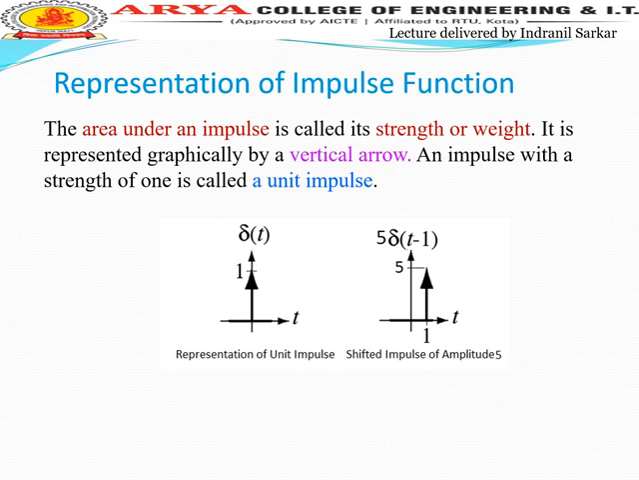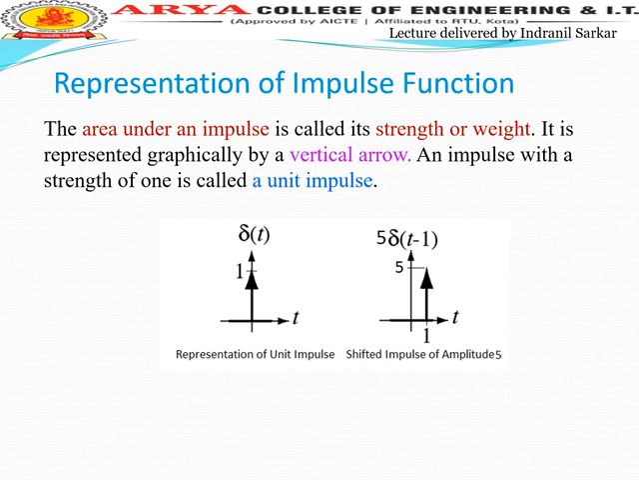Representation of the impulse function. The area under an impulse is called its strength or weight. It is represented graphically by a vertical arrow. An impulse with a strength of 1 is called a unit impulse. We know that for the unit impulse, del(t) is equal to 1 when t equals 0. That means the signal is represented at t equal to 0, the value is 1, which is marked as an arrow on the left side, and it is the representation of the unit impulse, also called the del function.